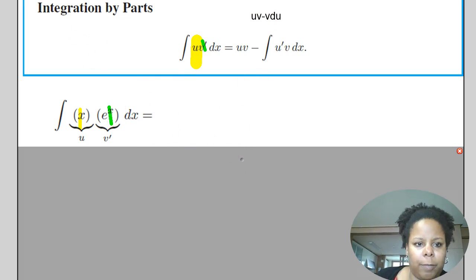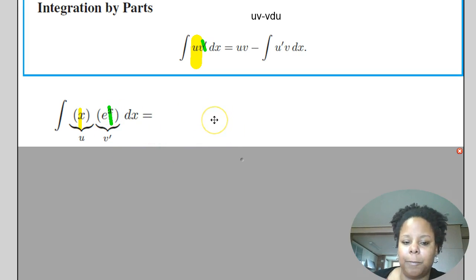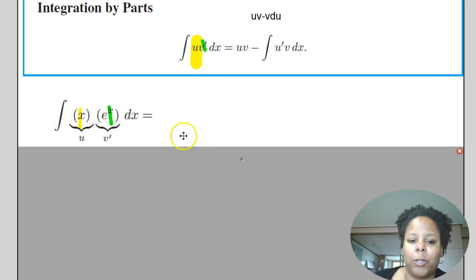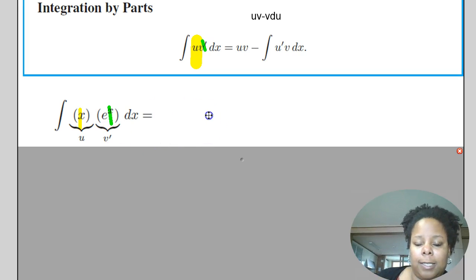Well, using integration by parts, then that means that I need to determine what, if v prime is e to the x, what is v? Well, we know that e to the x is its own derivative, so we know that v is equal to e to the x. So that way, we have this expression.